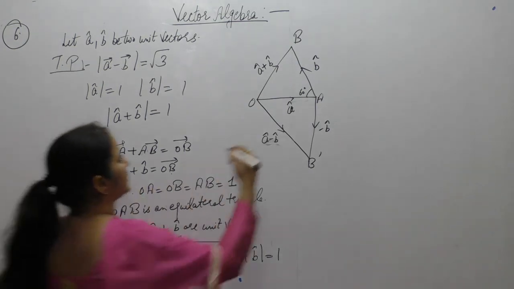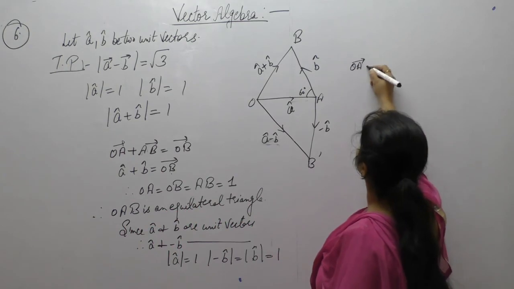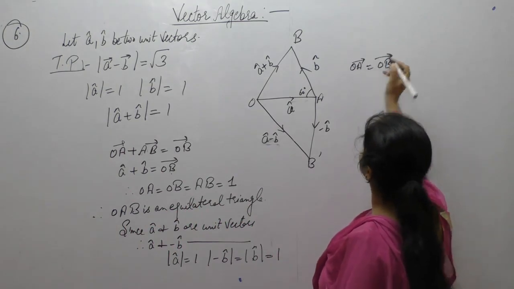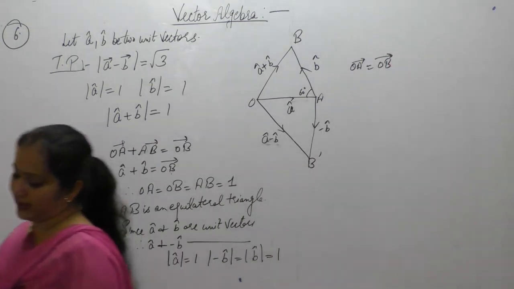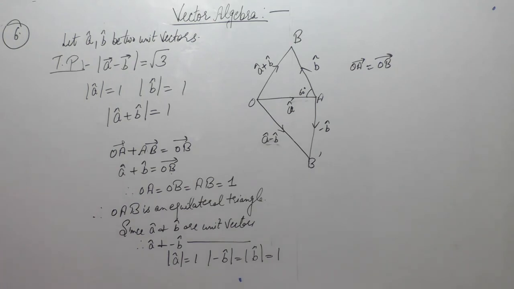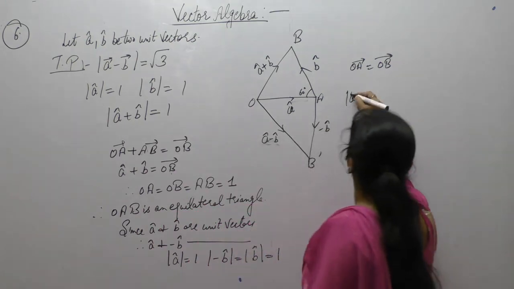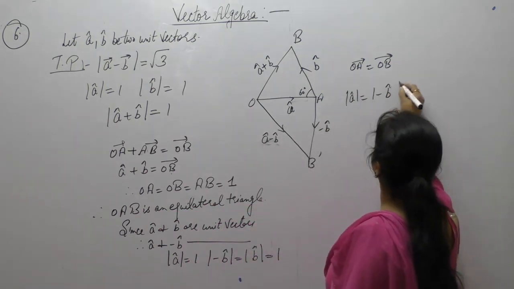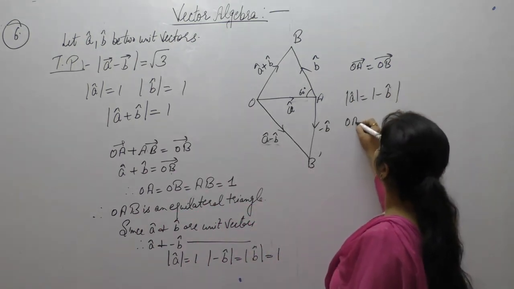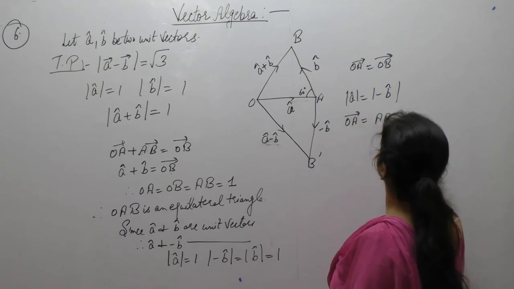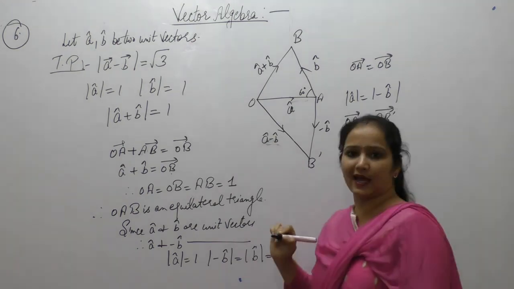Now OA vector is equal to OB vector. We know that now A cap is equal to negative of B vector. Therefore, OA vector is equal to AB dash vector.